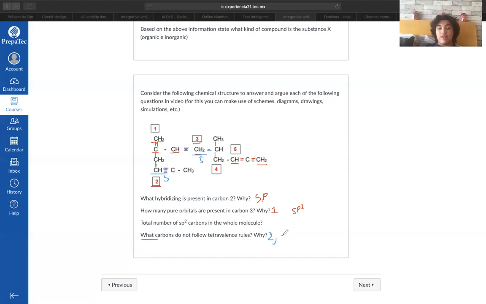tetravalence rules. And I forgot to answer this one. This has 6. 1, 2, 3, 4, 5, and 6.